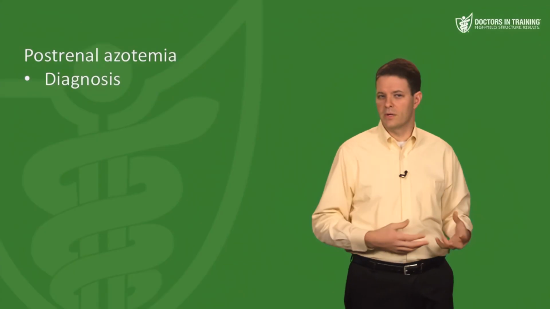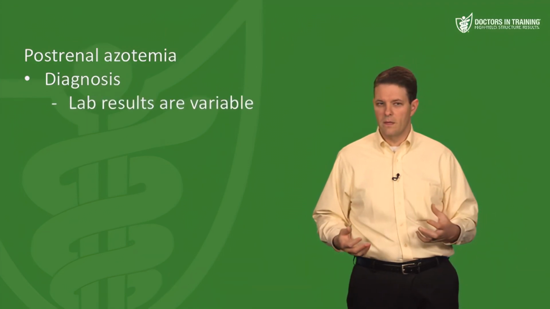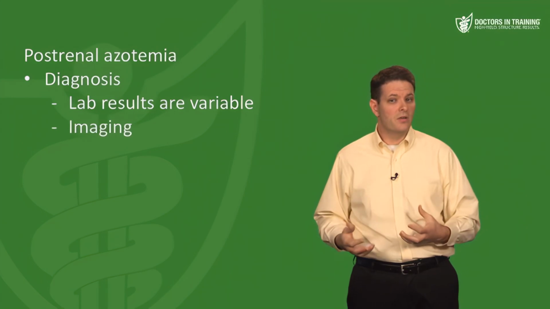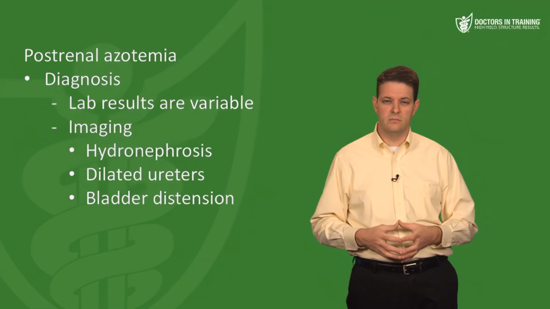And what about post-renal disease? Well, it's harder to diagnose with labs because the lab results are variable. But you can do imaging like an ultrasound to look for evidence of hydronephrosis or dilated ureters or bladder distension.